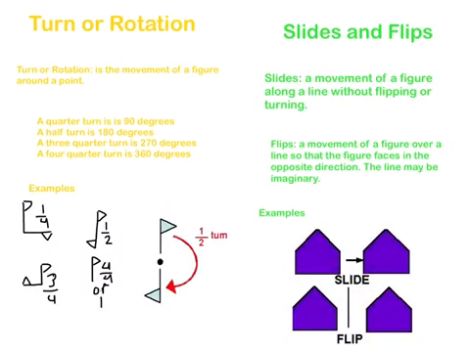Turns or rotations. A turn or a rotation is the movement of a figure around a point. Slides and flips. A slide is a movement along a line without flipping or turning. A flip is a movement of a figure over a line so that the figure faces in the opposite direction. The line may be imaginary.